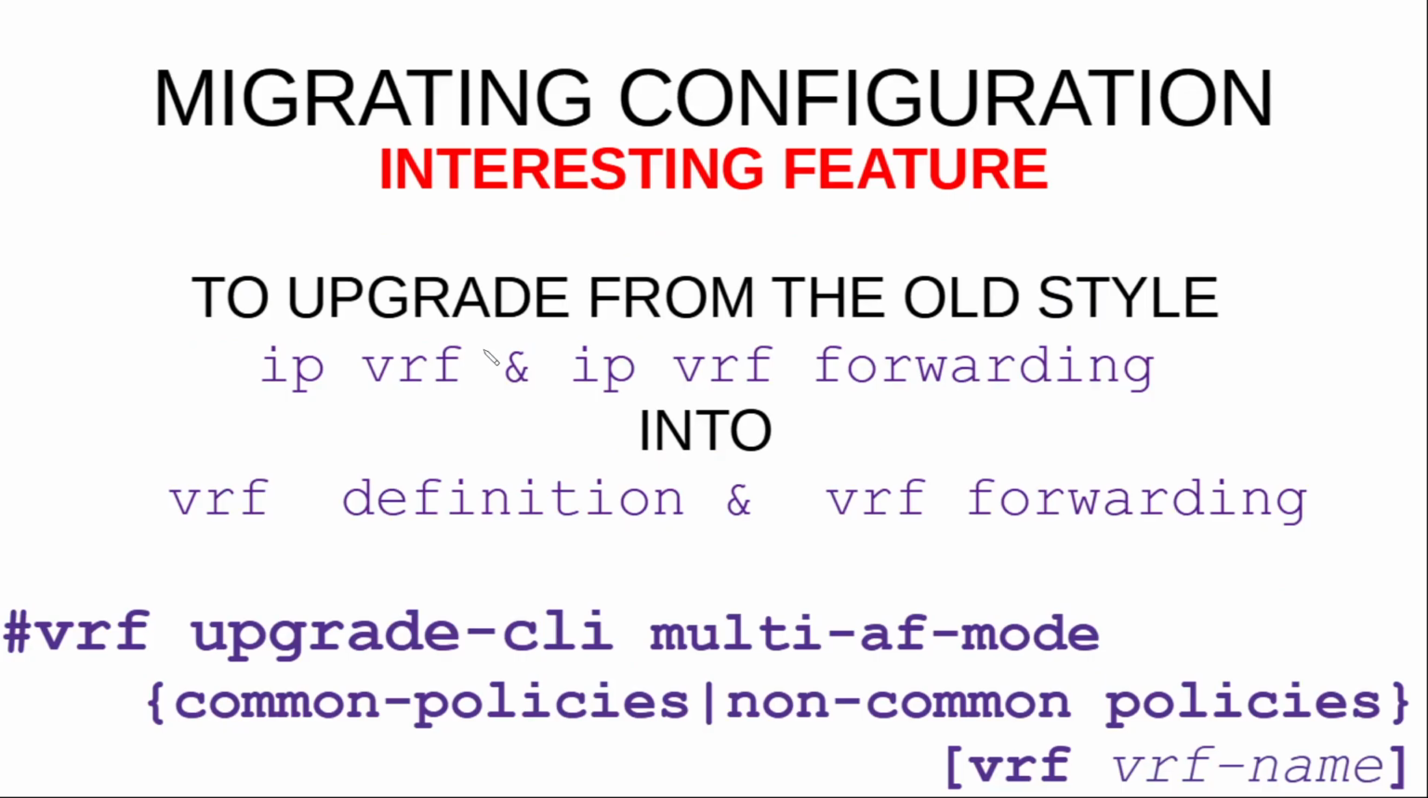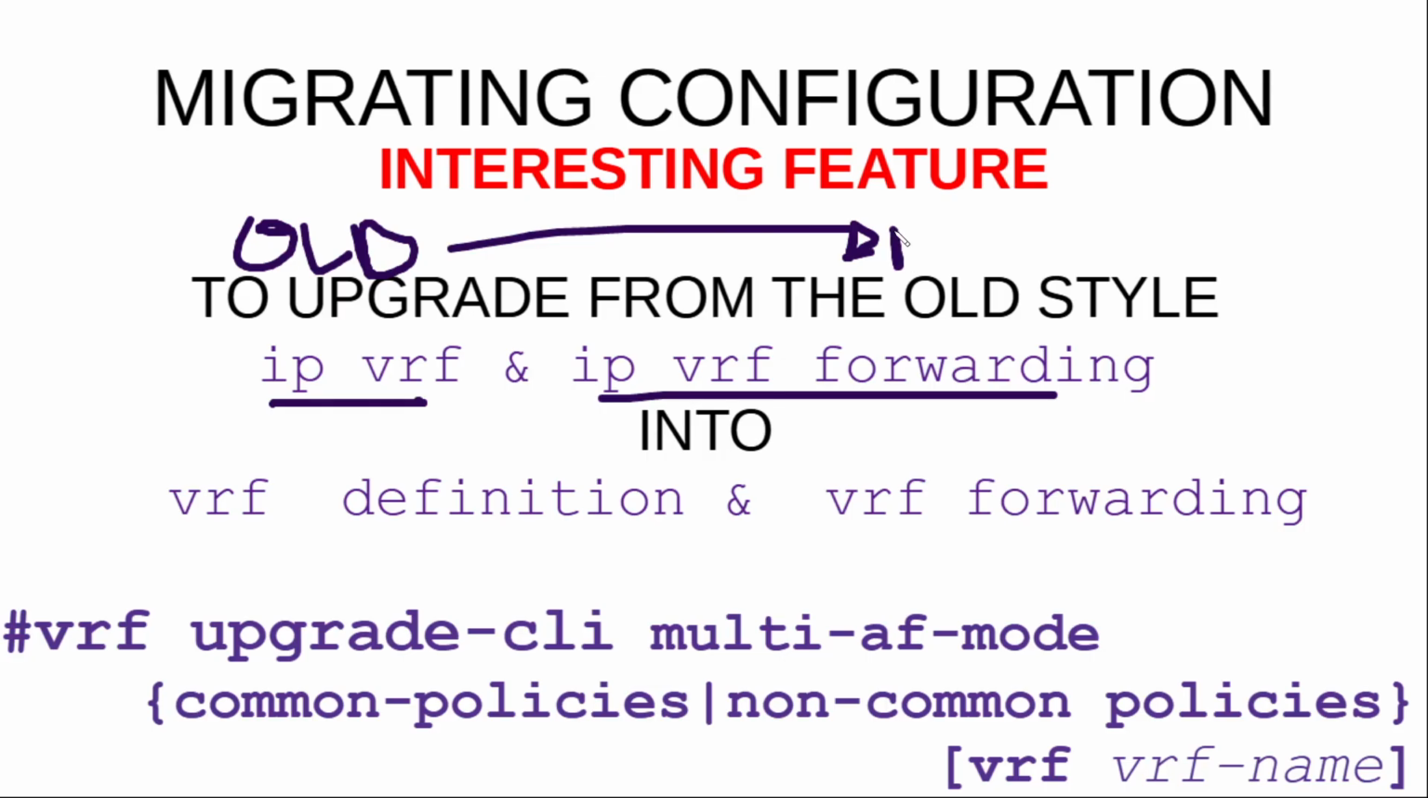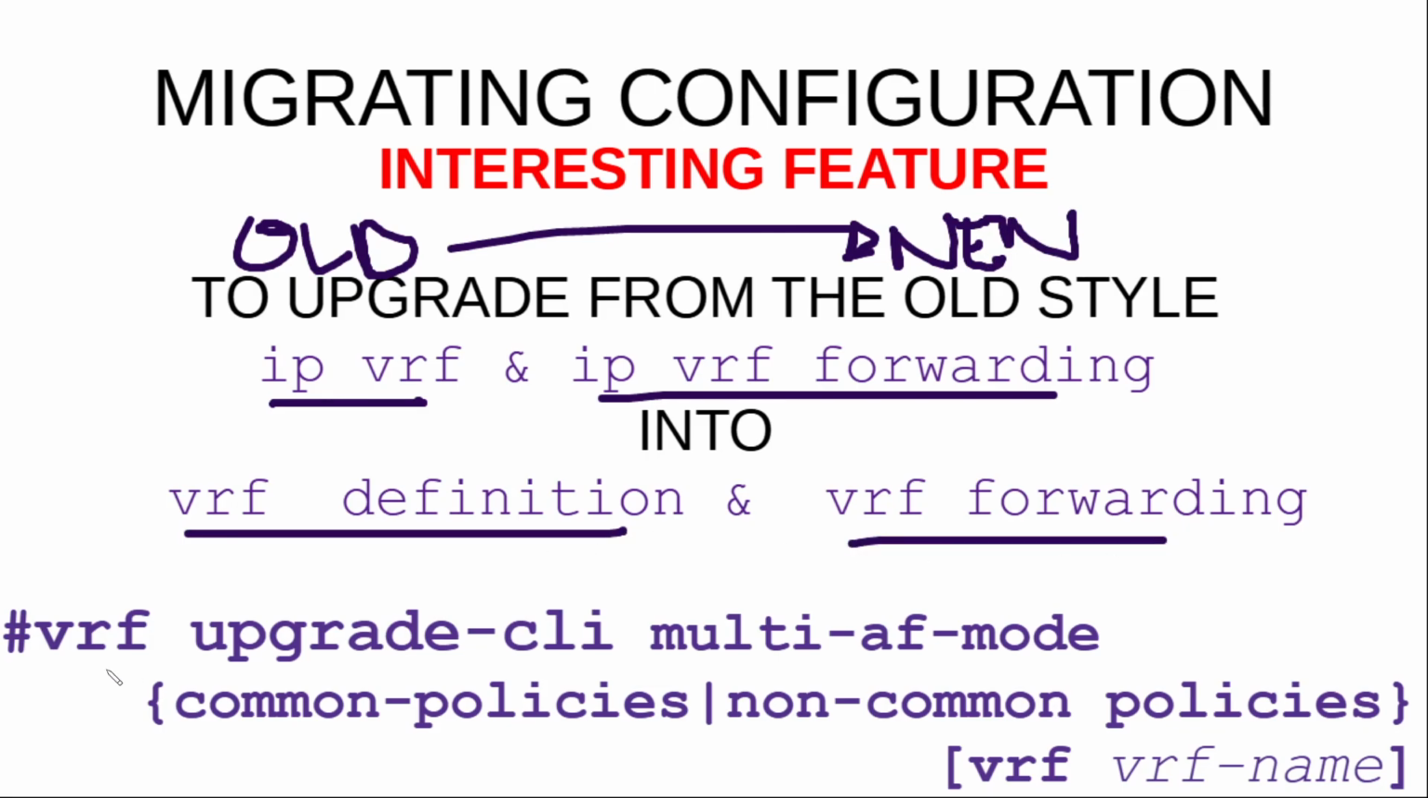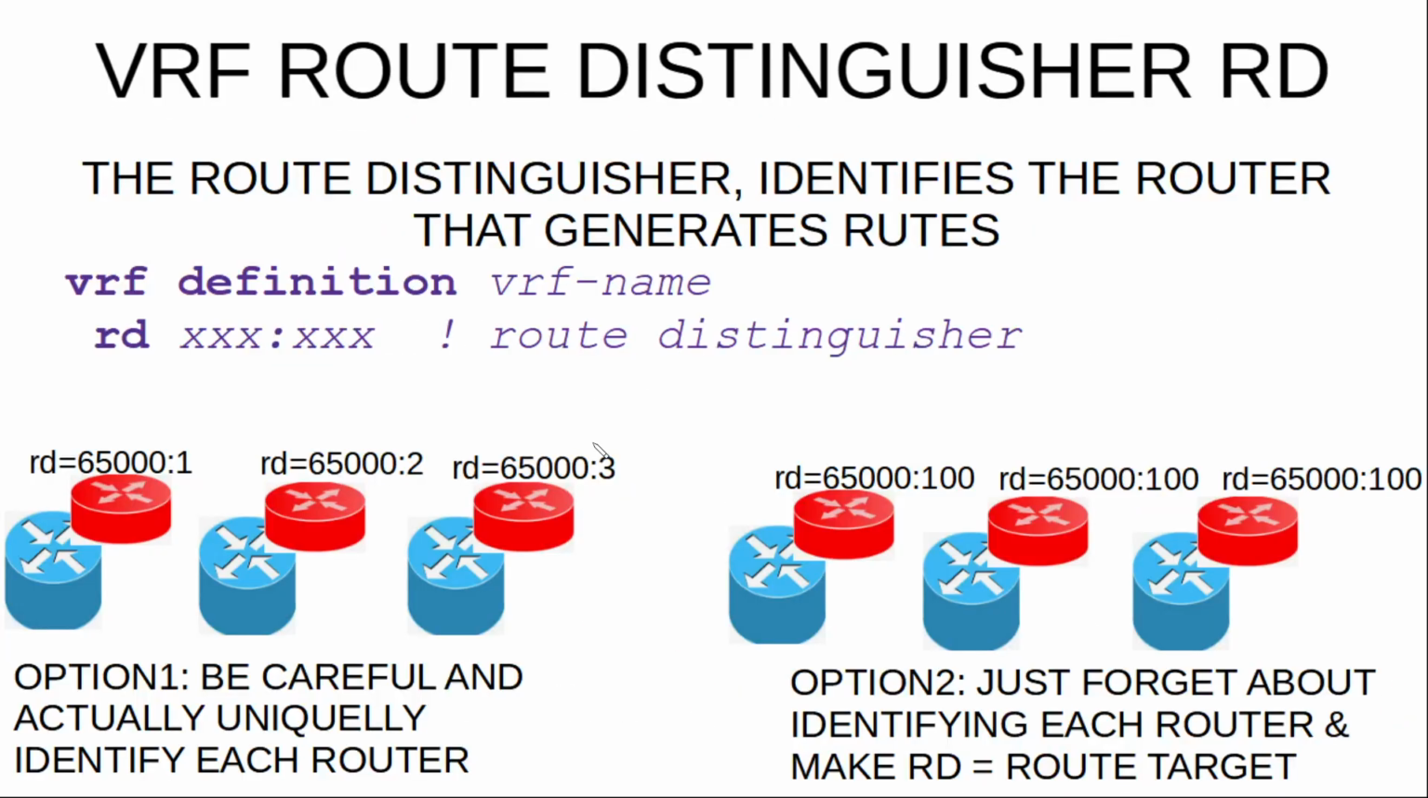Now, what happens if you come across a case where you have some old VRF configuration using the command ip vrf or ip vrf forwarding, and you want to upgrade that to the new style of configuration that uses vrf definition and vrf forwarding? You can use the command vrf upgrade-cli in order to do so. So in one single command, you can upgrade your configuration from the old way to configure VRFs into the new way.